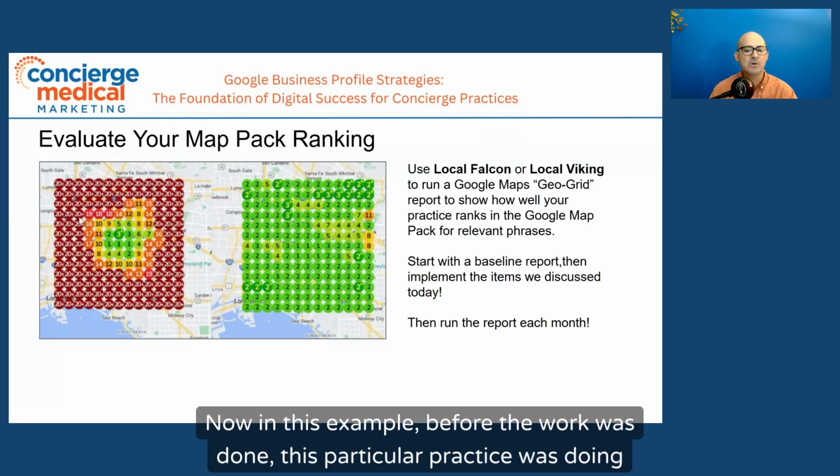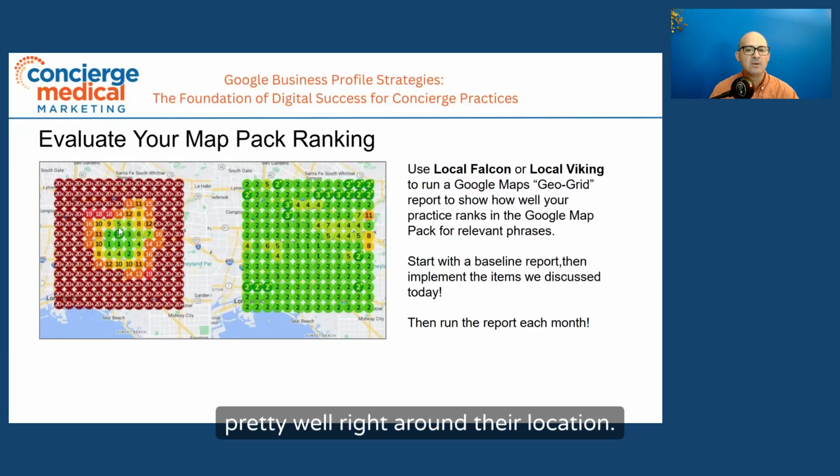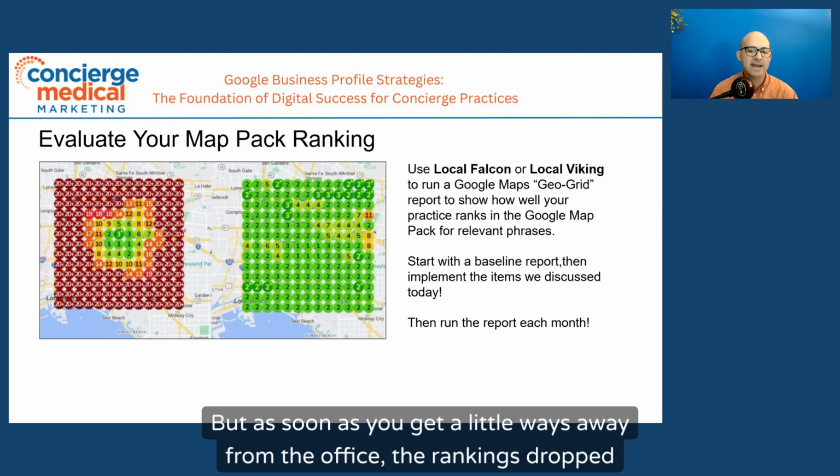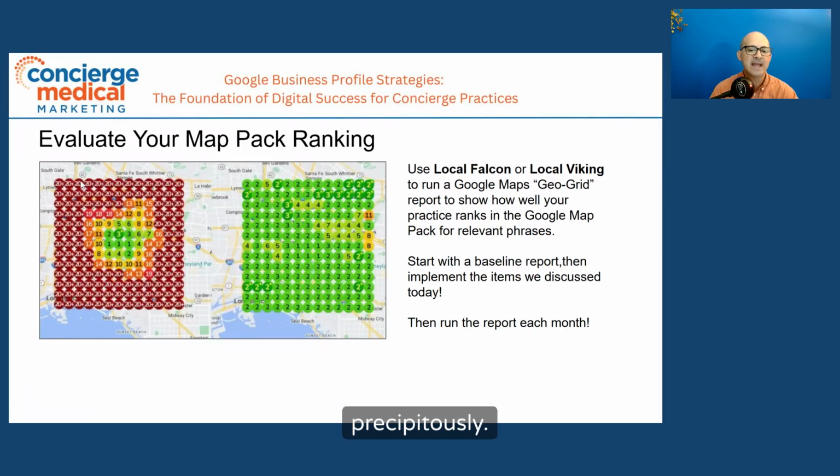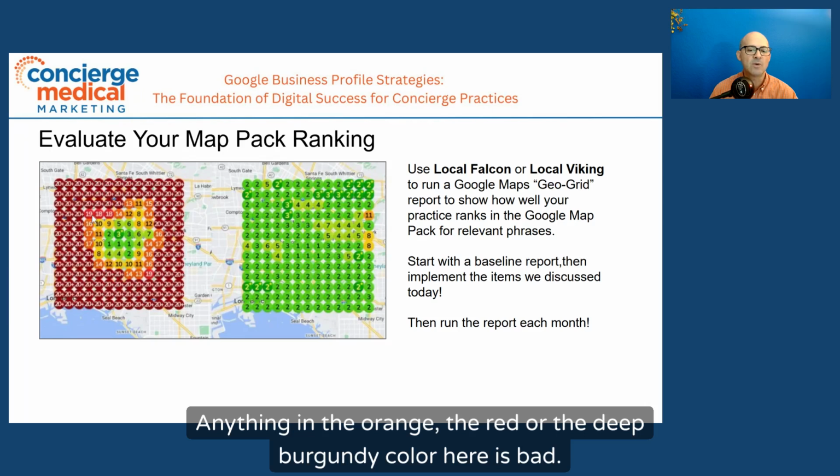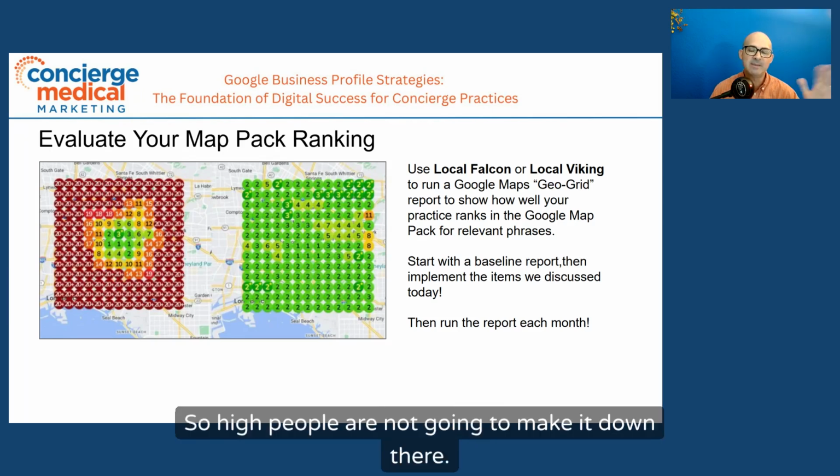Now, in this example, before the work was done, this particular practice was doing pretty well right around their location. But as soon as you get a little ways away from the office, the rankings dropped precipitously. Anything in the orange, the red, or the deep burgundy color here is bad. Okay, so high, people are not going to make it down there.